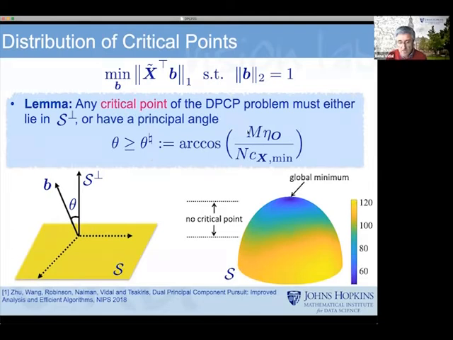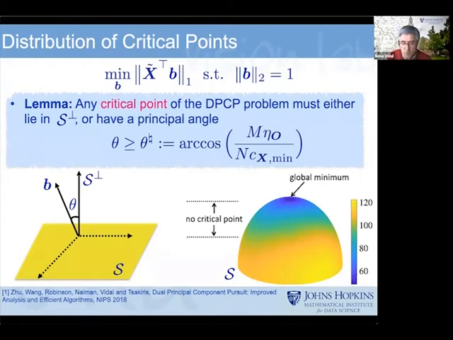Large, and how large? It depends on M, which is the number of outliers, N, which is the number of inliers, and these quantities that I talked about earlier. Cx min, that characterizes how well distributed the inliers are, and eta O, that characterizes how well distributed the outliers are. And so what this is saying, interestingly enough, is that in this half sphere, there is no critical point in the middle. So either it is the North Pole, which is the true normal to the hyperplane that we want, or it is far from the North Pole and near the subspace. And that's what the critical points are.